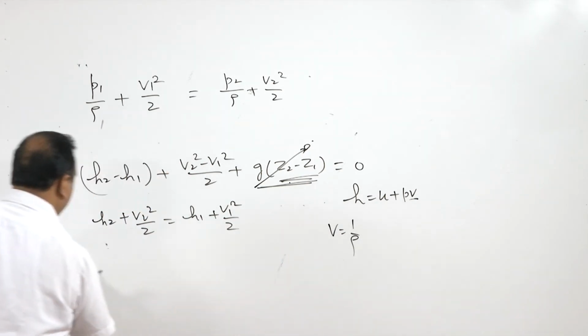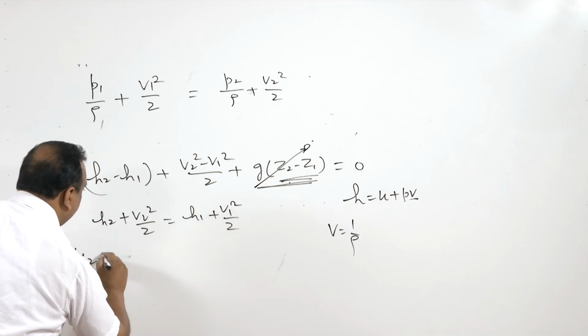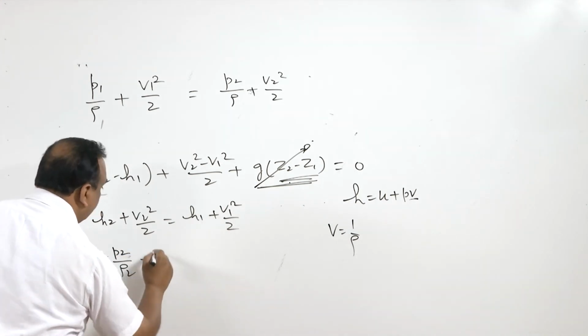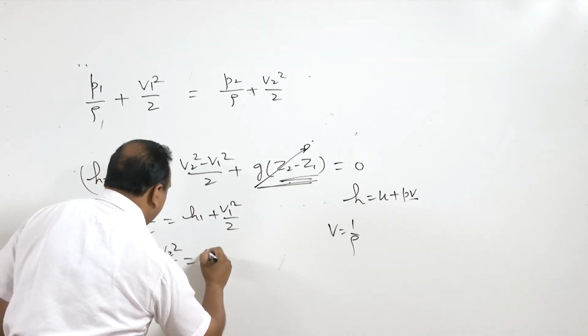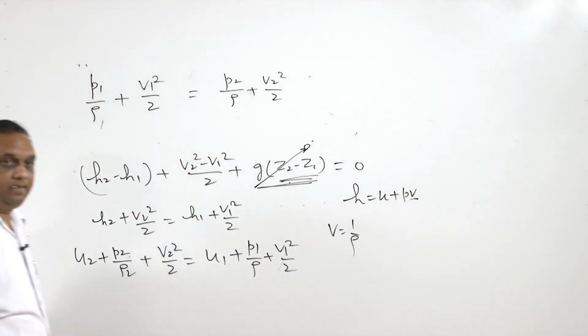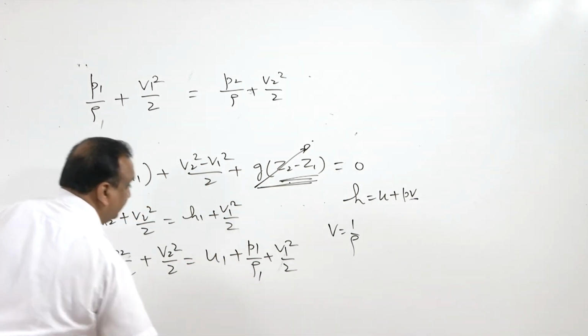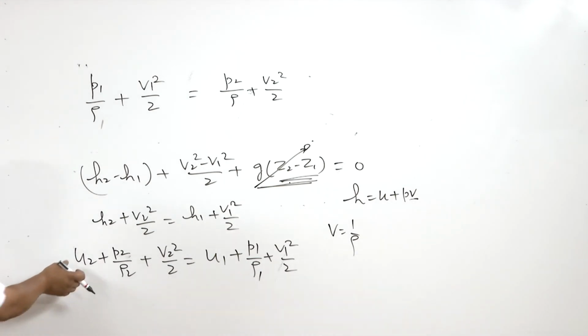Just a minute. We'll write U2 plus P2 by rho 2 plus V2 square by 2 is equal to U1 plus P1 by rho 1 plus V1 square by 2. Fine. Now this can always be written like this when there is a change in density. Now if there is no change in density, then these U2 and U1 terms are neutralized. But since there is a change in density, it means compression or expansion has taken place, right?